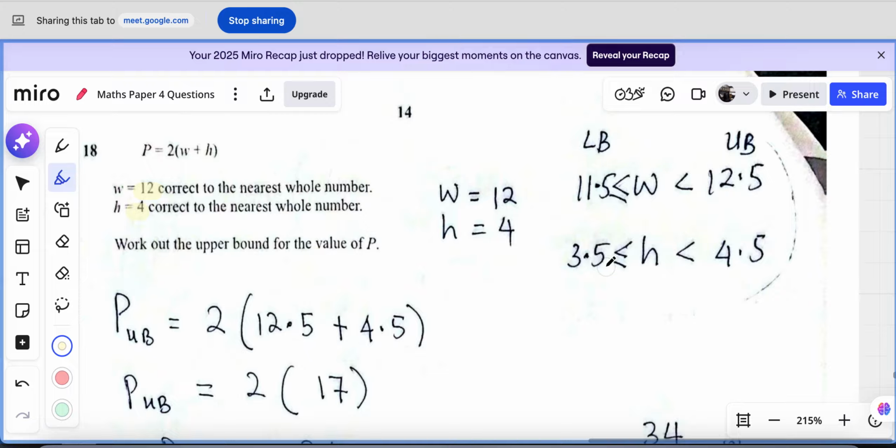Now, since it's an addition and they're asking us to calculate the upper bound, we just add upper and upper. So the perimeter upper bound is equal to 2 times, and this 2 is a scalar number, so you don't need to do anything to it, the upper bound of the width, which is 12.5, plus the upper bound of the height, which is 4.5. So 12.5 plus 4.5 is 17. 17 multiplied by 2 is 34.